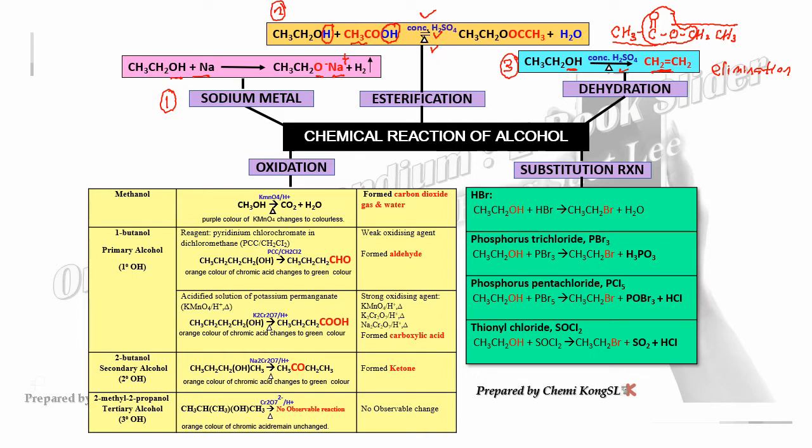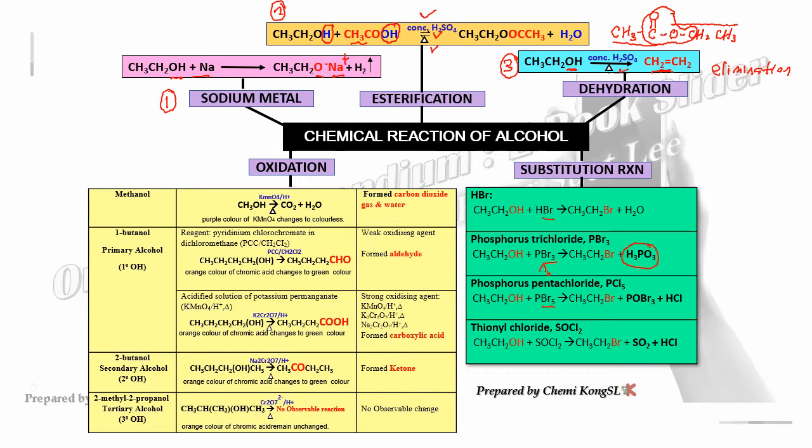Okay, next, substitution. Substitution actually quite simple because we are using the halogen. Okay, so for example, HBr, PBr3, PBr5. Okay, all will give the same product, CH3CH2Br. But you have to be careful about the byproduct because sometimes the byproduct and the major product will be given and then ask you to identify what is the reagent. Okay, what is the reactant?